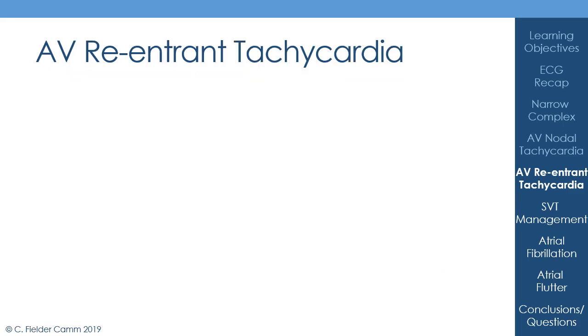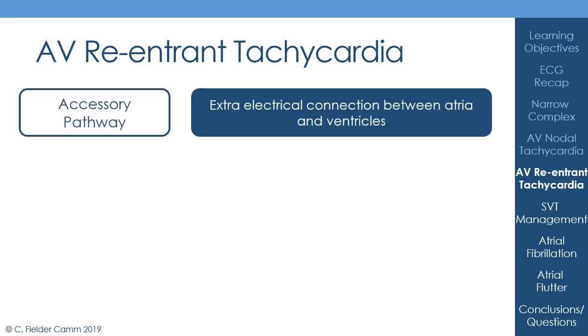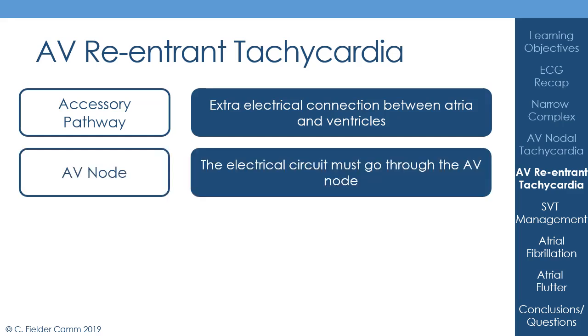Okay. So what do you need for AVRT then? Well, we've already talked about most of this. So you need an accessory pathway, this extra electrical connection between the atria and the ventricles. And you need the AV node to be functioning. So wherever that accessory pathway is, the signal for this circuit arrhythmia still has to come through the AV node. And so if you can block the AV node, you can stop this circuit, which is exactly the same as AVNRT.